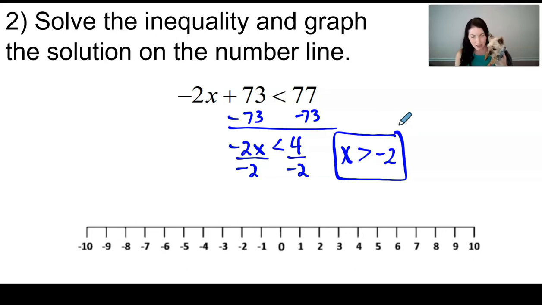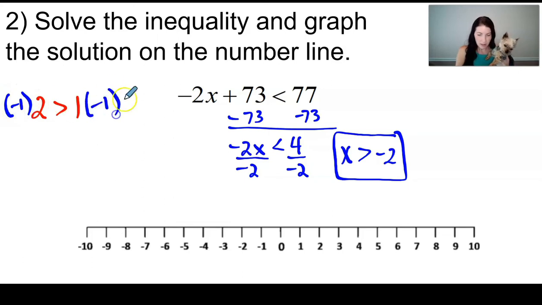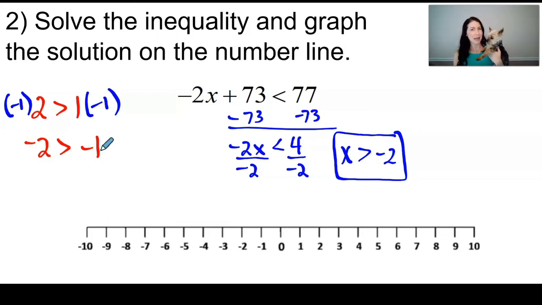So what did you say, Molly? She's going to explain why we change the sign when we multiply or divide by a negative. Molly says that the number 2 is greater than 1. So if we were to multiply both sides by negative 1, I would now have negative 2 is greater than negative 1. Yeah, Molly, I agree.